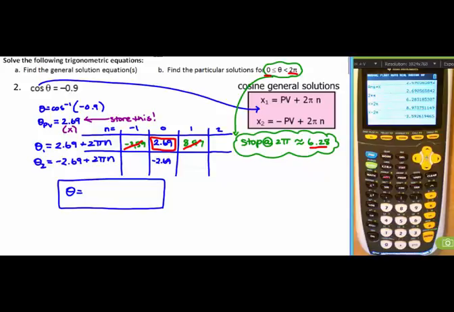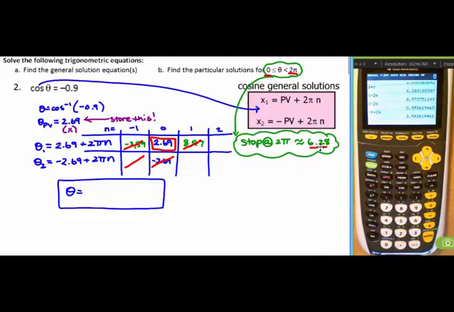Now let's look to see if we have any more particular solutions. So for starters, we've got a negative when n is 0. So I'm not even going to bother looking for anything less than that because it's already outside of the domain. So I'm going to get rid of both of those. So then what I'm going to do is I'm going to look for negative 2.69 plus 2 pi n. I'm going to go to the calculator. So now I'm going to do negative x plus 2 pi. Okay, so I'm adding when n is 1, so just plus 2 pi.